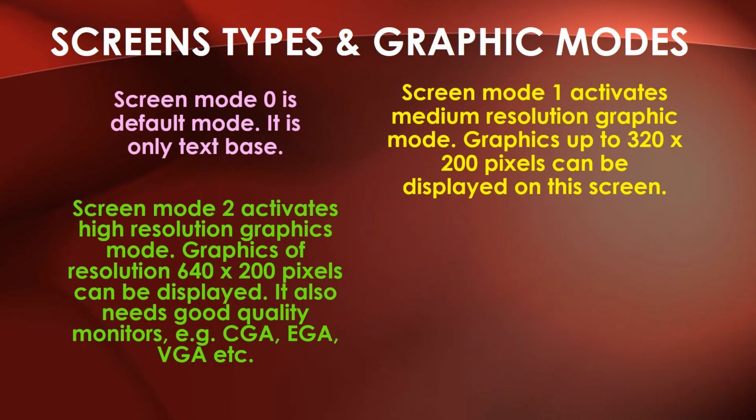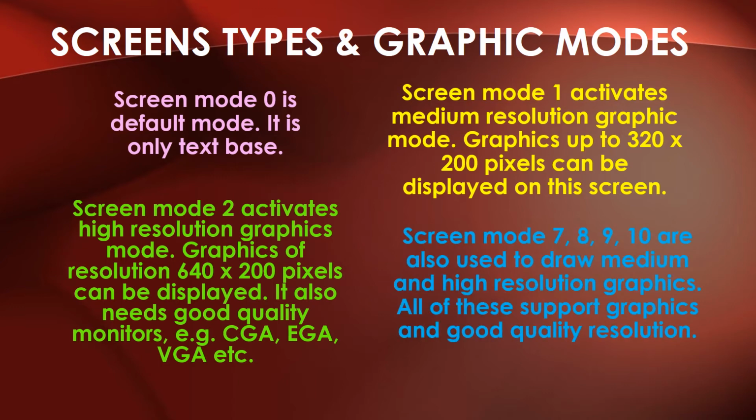Screen mode 2 activates high resolution graphics mode. Graphics of resolution 640 by 200 pixels can be displayed. It also needs a good quality monitor, for example, CGA (color graphics adapter), EGA (enhanced graphics adapter), and VGA (video graphics array). Screen modes 7, 8, 9, 10 are also used to draw medium and high resolution graphics. All of these support graphics and good quality resolution.